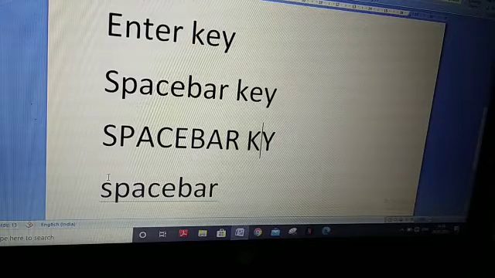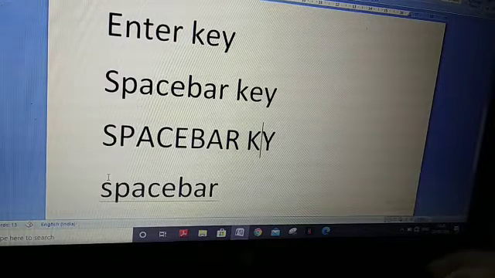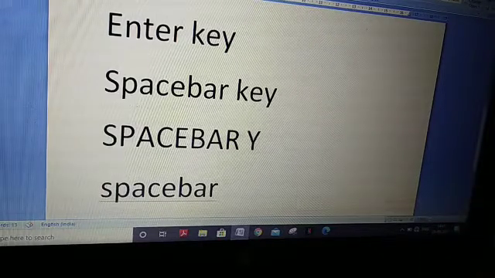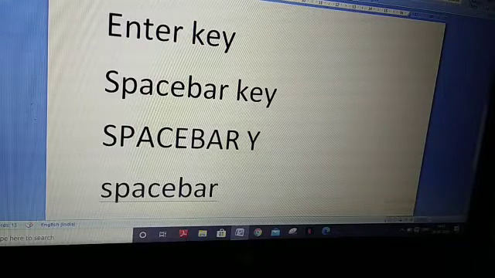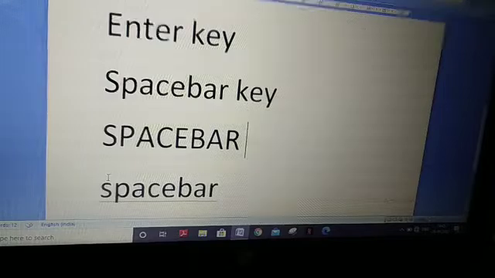Clear? And the backspace key erases from the left side of the cursor. So K is on the left side, so to remove it, backspace key. And Y is on the right side, so to remove Y, we use the delete key. Understood?